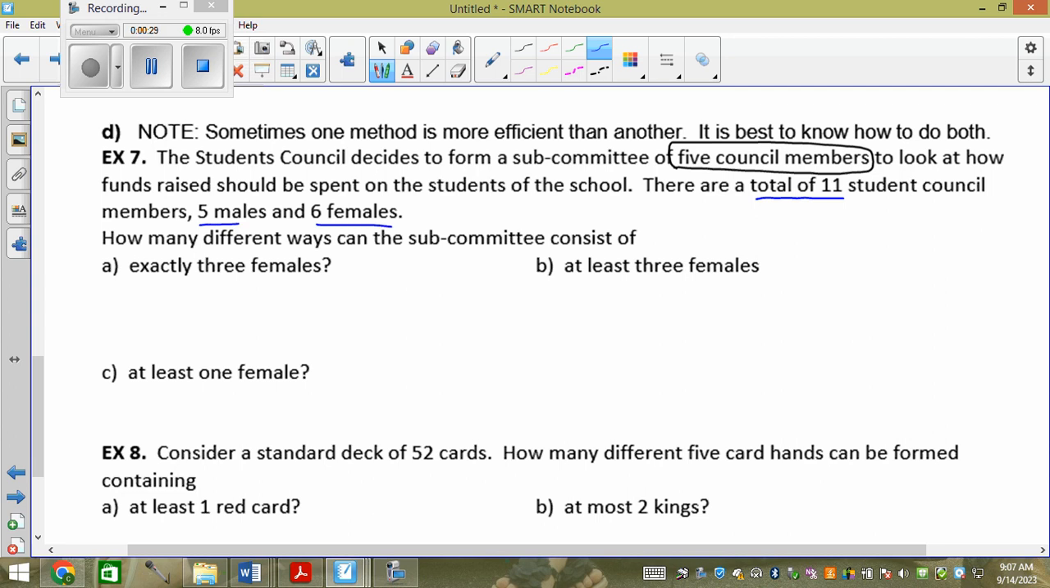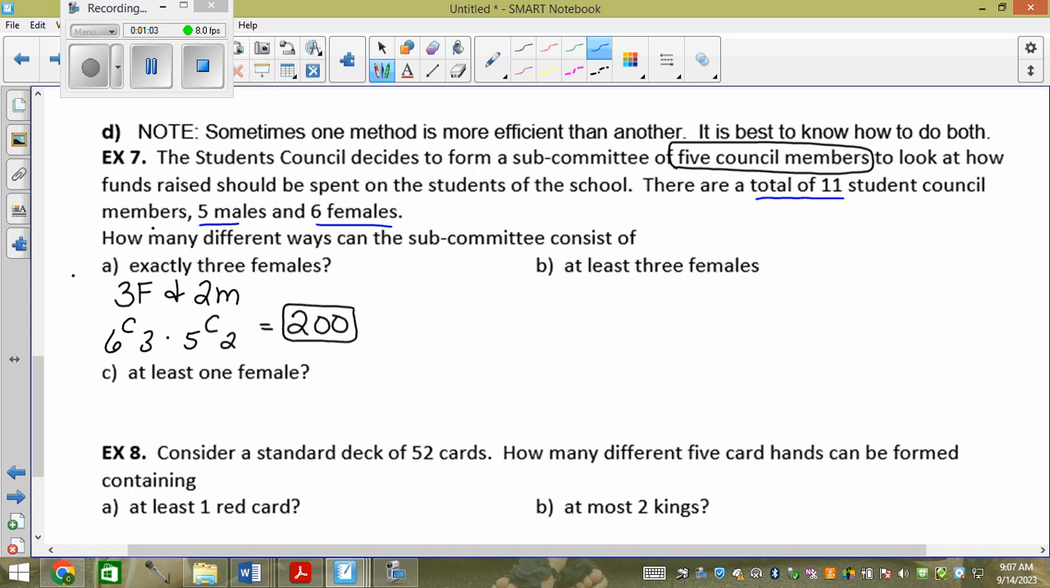Doesn't say anything that this subcommittee has jobs or anything. So it is a permutation or a combination? Combination. Make sure your phone's away. So we need exactly 3 females. So I know I need 3 females and 2 males because I need 5. So I do 6C3 times 5C2, and what do you get? 200. Someone said it, but I couldn't hear it.